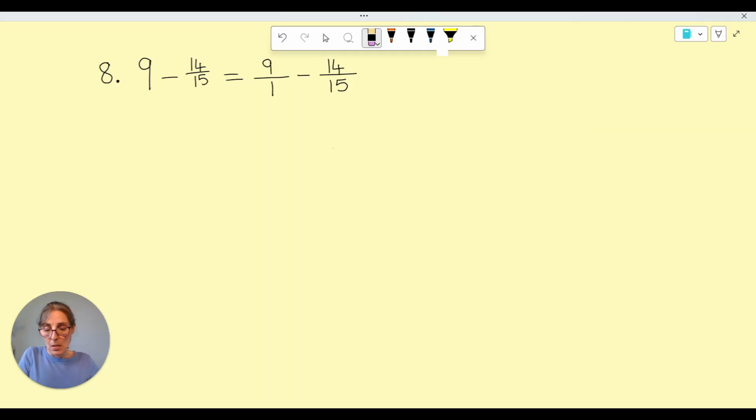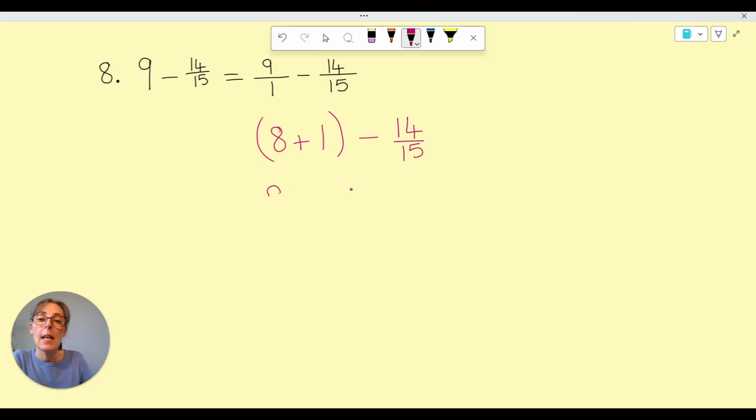So what I'm going to do is make it a little bit easier on my head, and split this 9 up. Instead of doing this, I'm going to say 8 plus 1, which is 9, take away 14/15. Now I'm going to say 8 plus, what is 1 in 15ths? If it's the whole thing, it's 15/15. So 8 plus 15/15, take away 14/15.